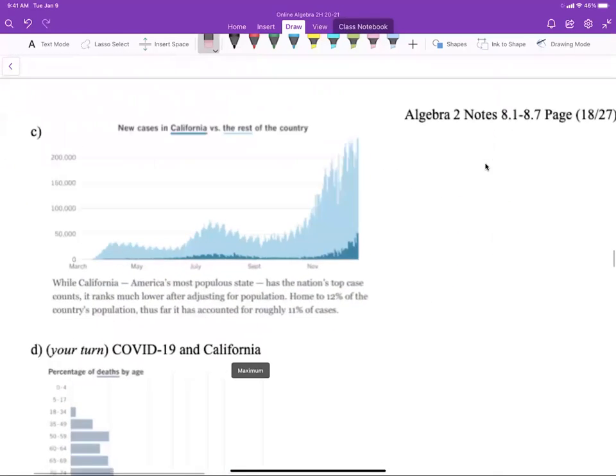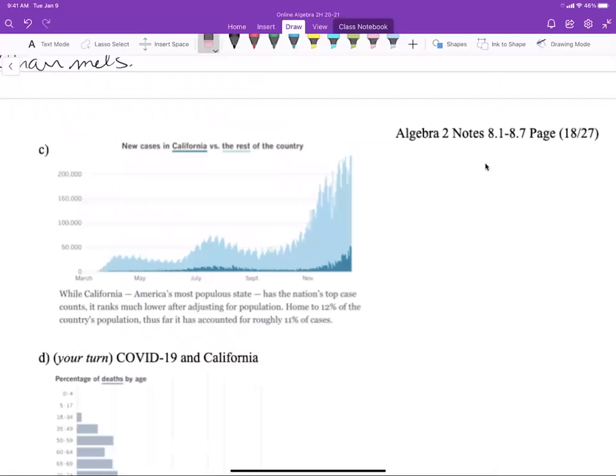All right, here's some relevant data. See if I can do a good job of explaining this. New cases in California versus the rest of the country. The next two are about COVID. I believe this came out of the LA Times. And this is incredibly misleading. So here's the graph, and it says new cases in California versus the rest of the country. California is the dark green or teal, and the rest of the country is in the light teal.